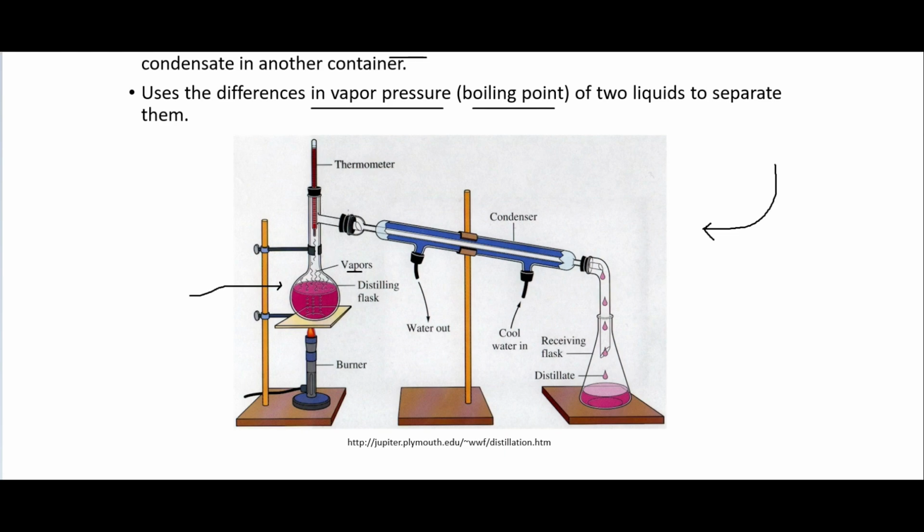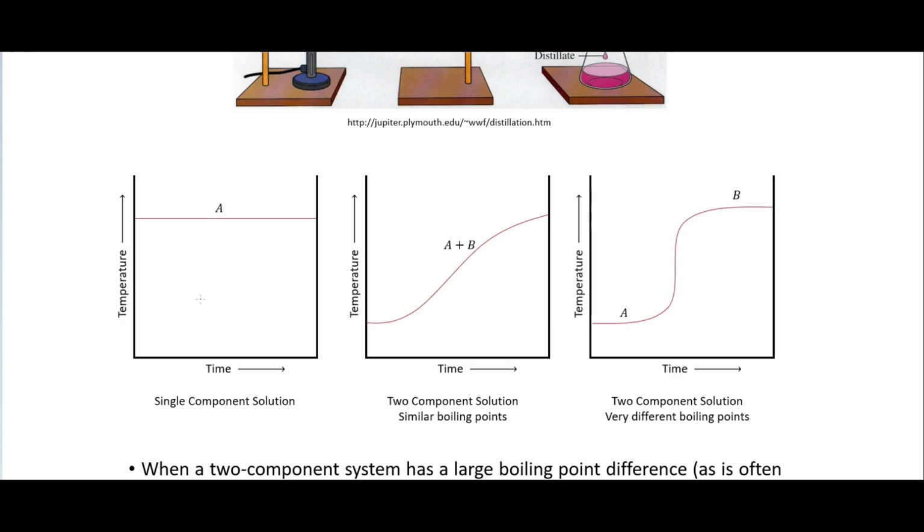It will go into this arm right here where it'll go down. We have water flowing around the outside of this. That's a coolant, and so the vapor will condense inside here, and then it will end up going into this other beaker right here.